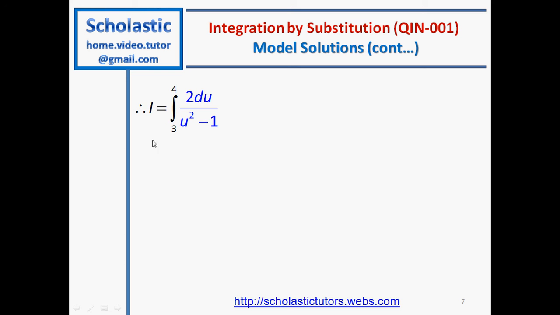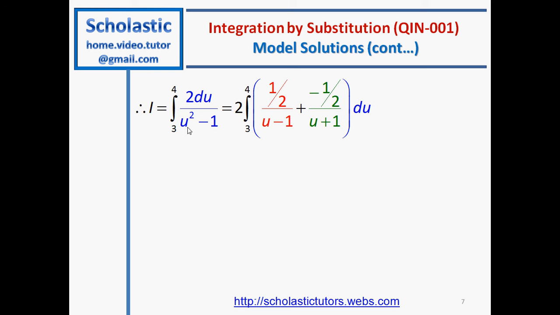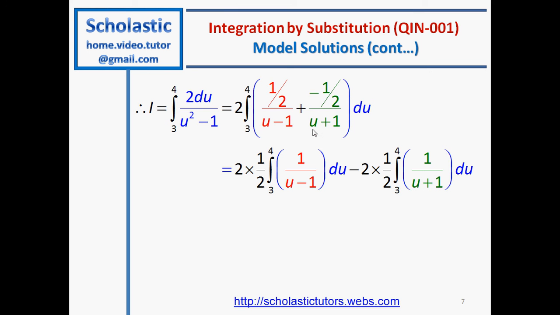Now we come to the original integral, I equals the integral from 3 to 4 of 2 du over u squared minus 1, and now substitute the partial fraction result that we got just now: 1 over u squared minus 1 equals a over u minus 1, a was half, plus b over u plus 1, b was negative half. And after simplification, you can see this form here: 1 over u minus 1 du minus 1 over u plus 1 du.